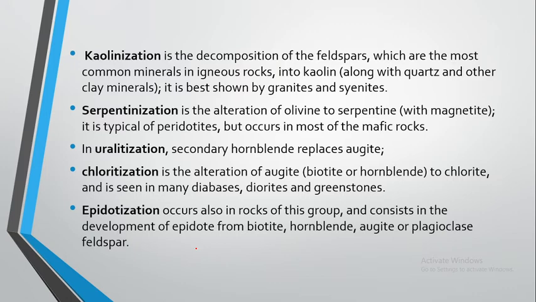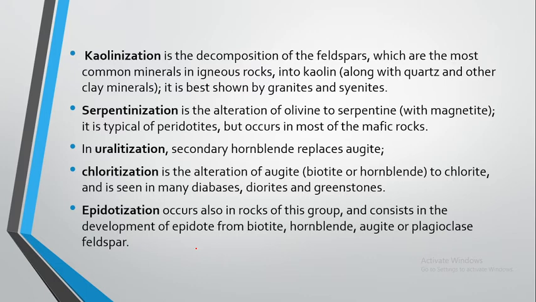Serpentinization is the alteration of olivine to serpentine, with some amount of magnetite also present. It is typical of peridotites, which, as we know, are olivine bearing, but it occurs in most mafic rocks. Generally this serpentinization occurs in mafic rocks.